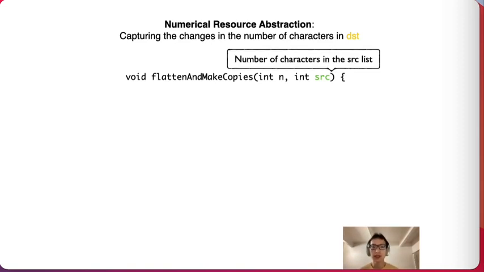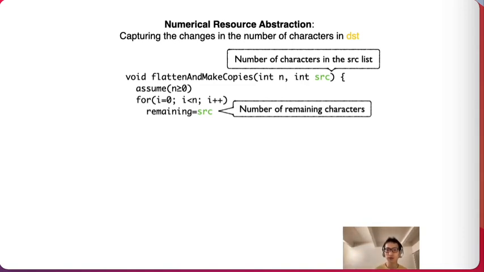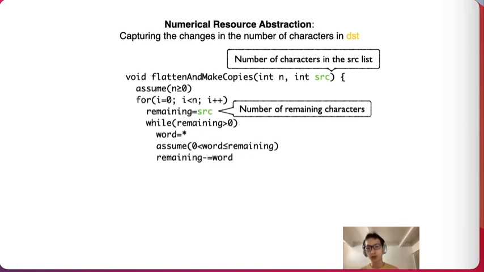We first assume n is non-negative. Then, the outer for loop iterates n times, which means copy n times. At the beginning of every outer loop iteration, variable remaining, which means the number of characters that remain to be copied, is initialized as the number of characters in source. Then, as long as variable remaining is positive, we decrease it by some non-deterministic positive amount, word.